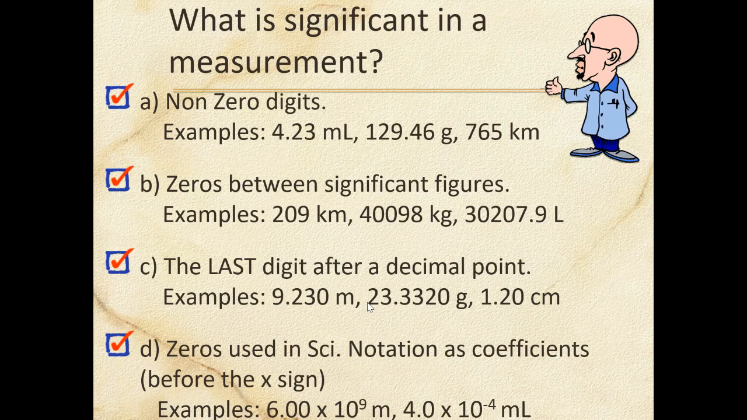Zeros used in scientific notation as coefficients are also significant. Scientific notation can be seen below in the example. This is where you have a value times 10 by some sort of exponent there. The numbers on the left side of the multiplication side are the coefficients. Therefore, 6.00 is the coefficient. All of those values are significant, so that is 3 significant figures. Similarly, 4.0 times 10 to the negative 4, the 4 and the 0 are both significant in that value.